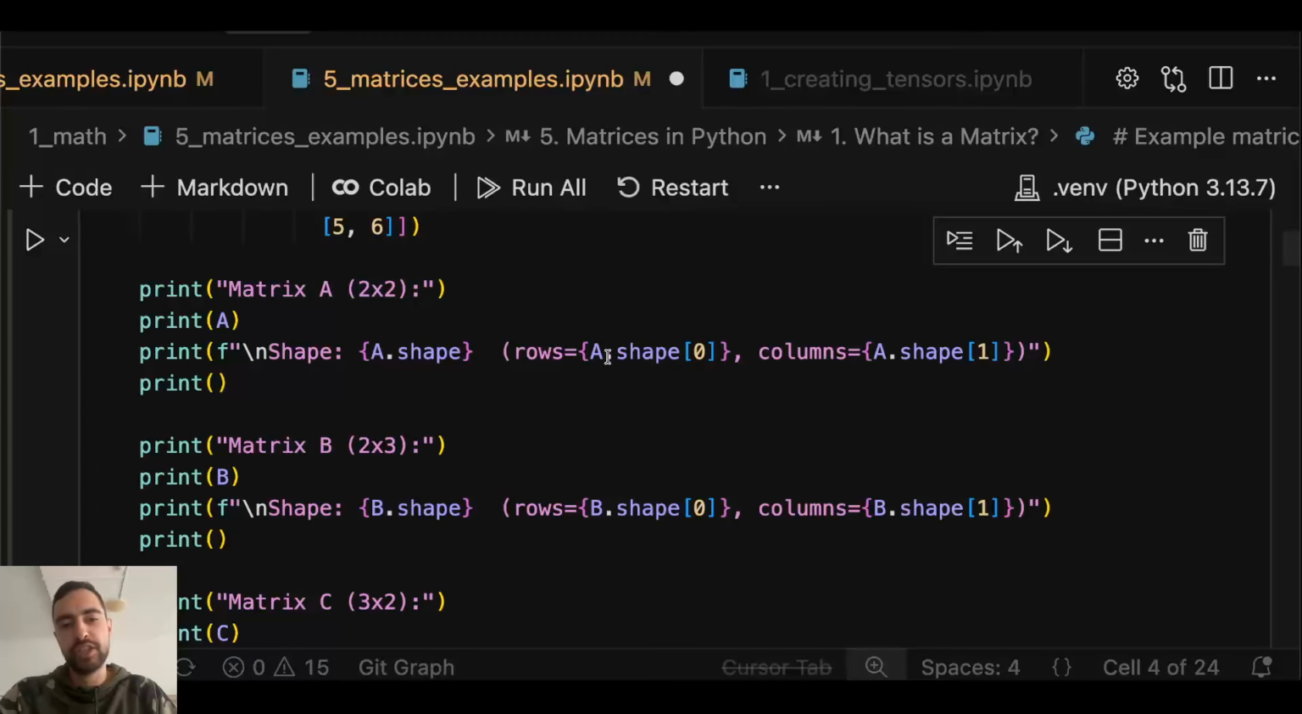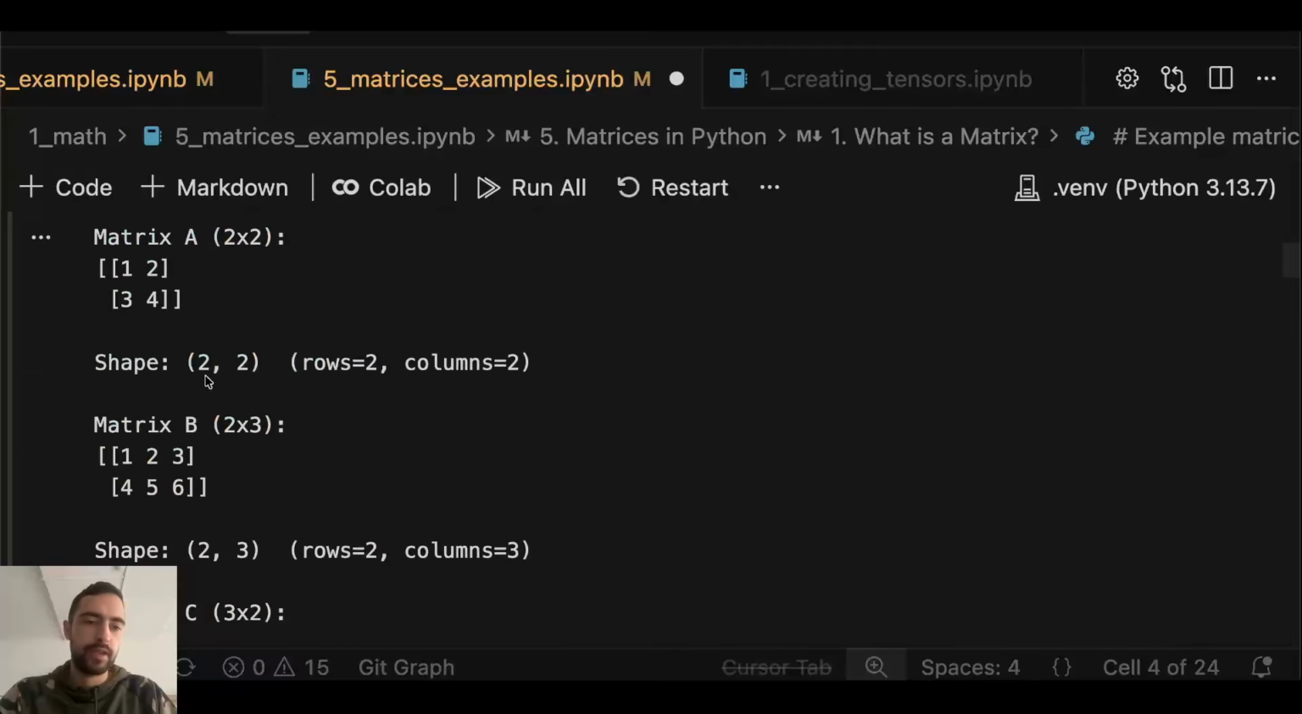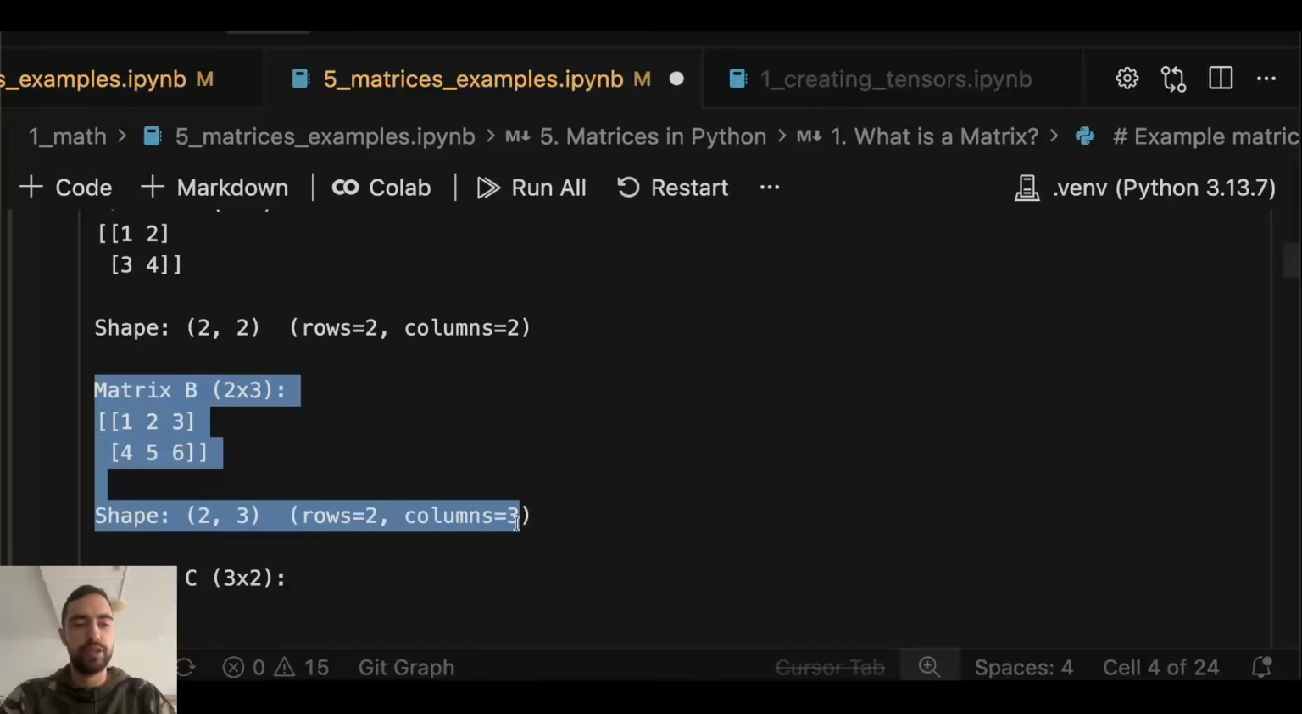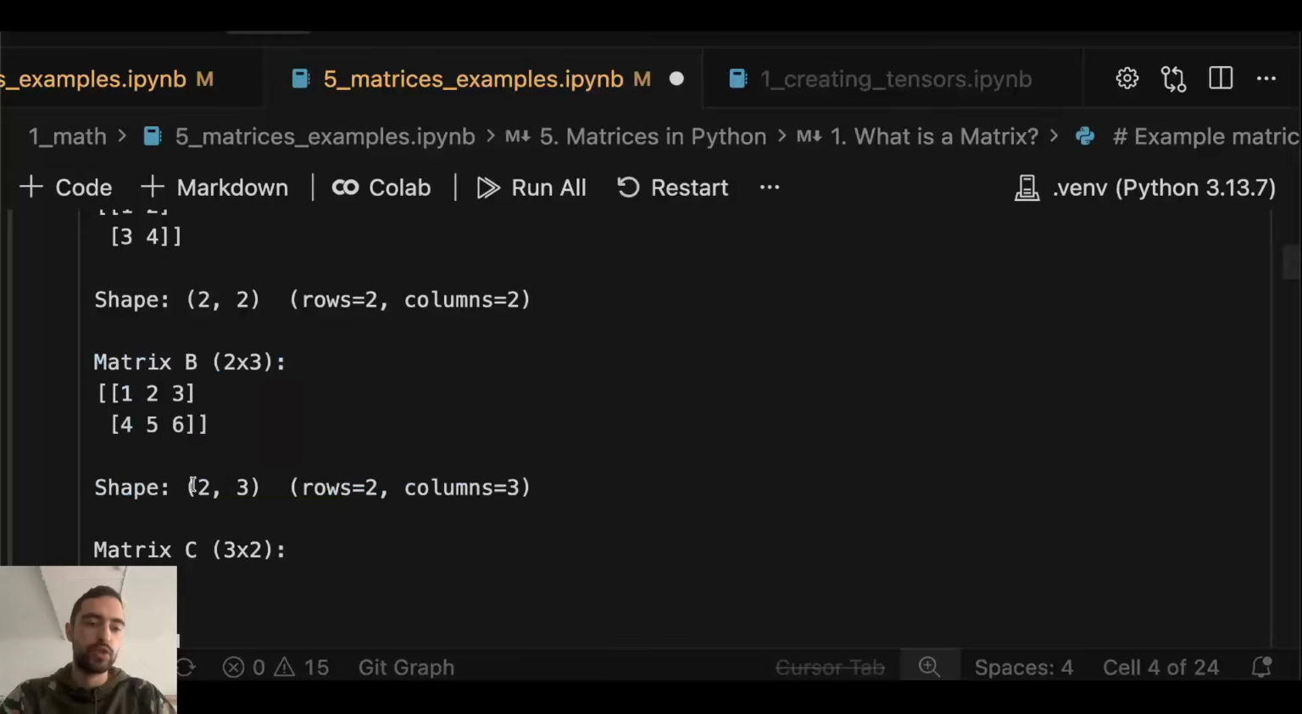And then we can print shape of the first row and shape of the first column. So let's see. Shape is 2 by 2, rows 2 and columns 2. It's maybe easier to understand on this example because here rows and columns are different shapes. So shape is 2 by 3, rows 2, columns 3.